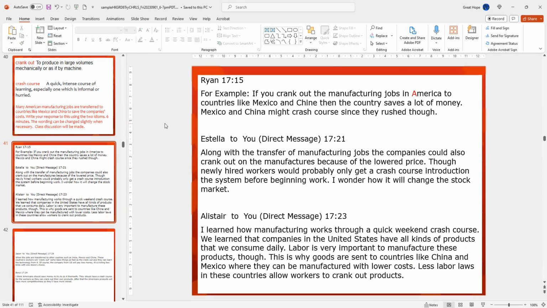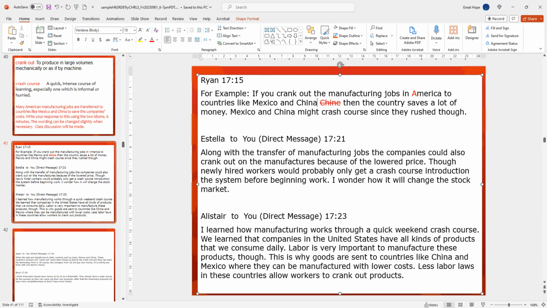so countries. All right, so no, that's not the right way to do it. First, it's not chain, it's China. It's not spelled like this. Chain is actually a name used in French. It's in the French language, so it's not chain. Although in French and other languages it could be right, it's not English. And then the country saves a lot of money. Mexico and China might crash course, since they rushed. All right, so some of the usage is not correct. But let's take a quick look here.